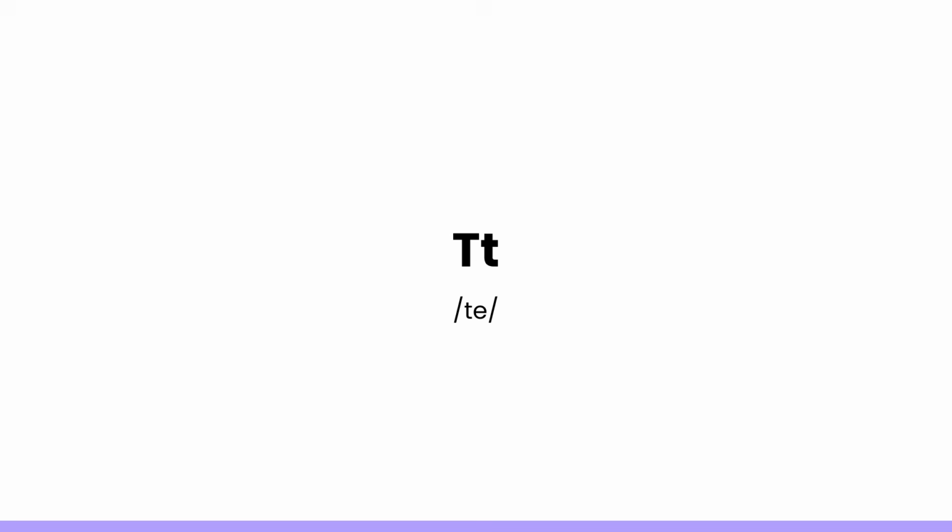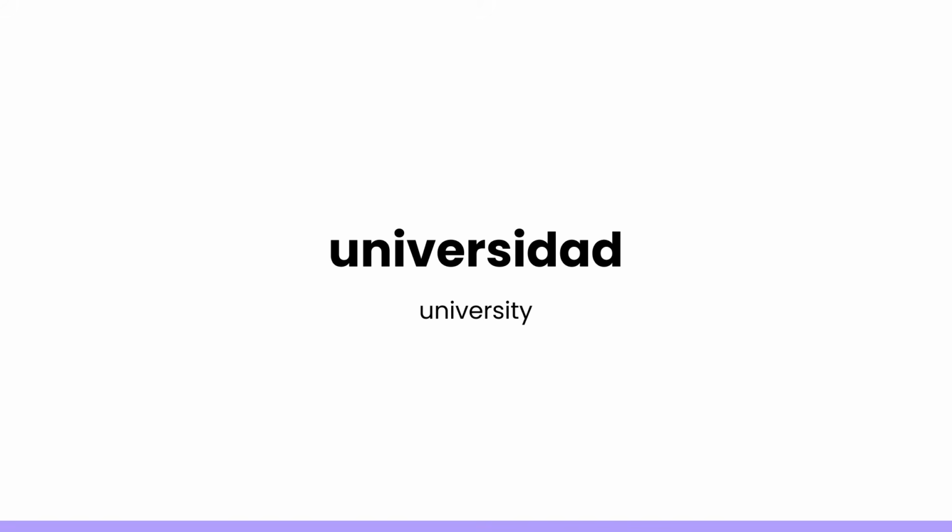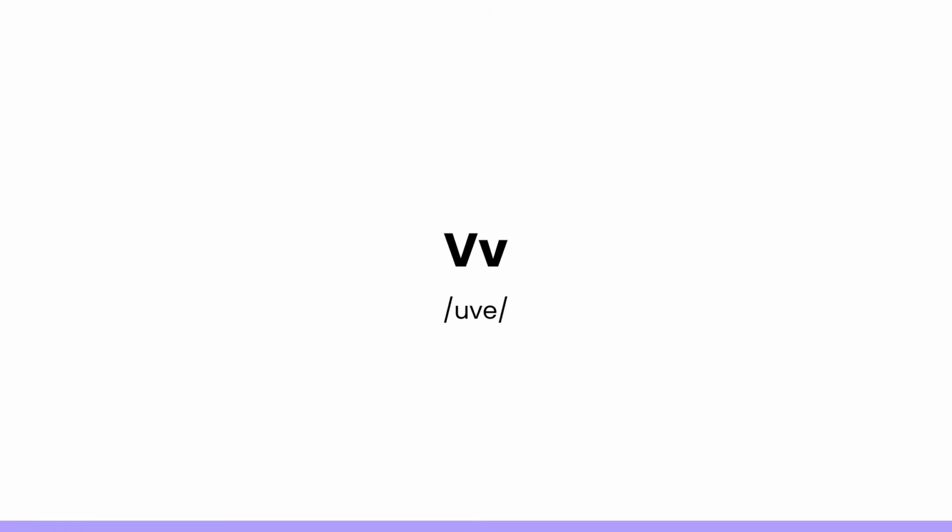And then we have the T, which is T. Tiempo. And then the next letter is the U, which is U. Universidad. And then the V, which is V. And we usually just pronounce this as a V. So, for example. Viajar.